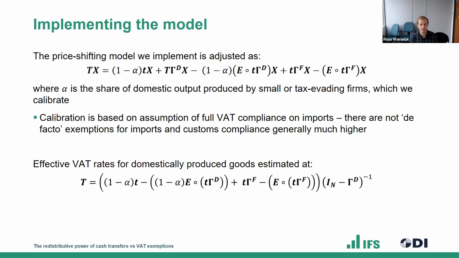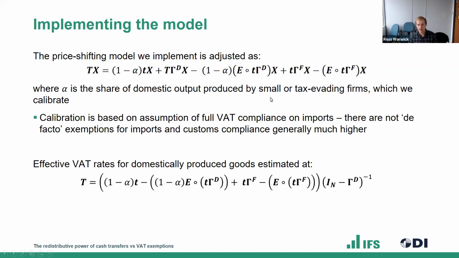I'll speed up through the modeling approach now, but essentially, given those assumptions, we have to adjust the model I've just set out by introducing an aggregate level of informality, or a share of small and tax evading firms. This is going to scale down the statutory tax rates paid on each sector, and also the amount that they can reclaim. That's why it comes in here on the statutory tax rates and also on the reclaimability of tax on inputs. And we're going to calibrate this alpha based on matching total VAT that we estimate in the models with that in national accounts. In doing so, we assume that there's full VAT compliance on imports.